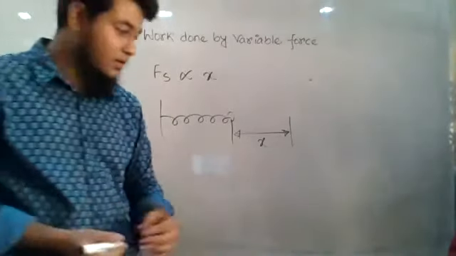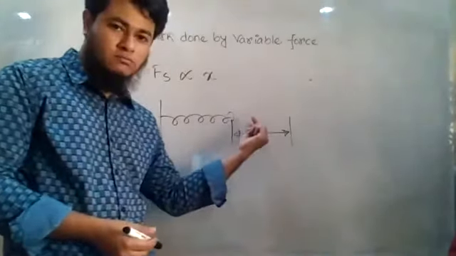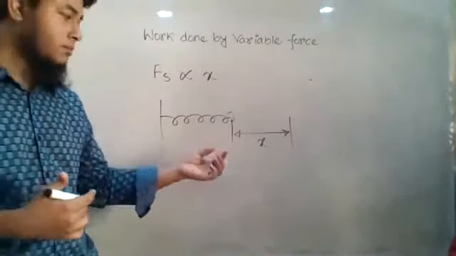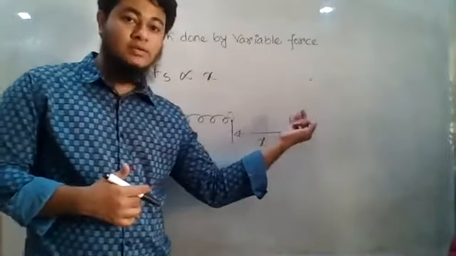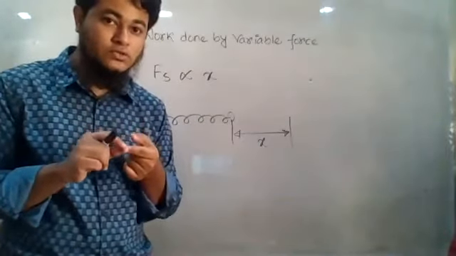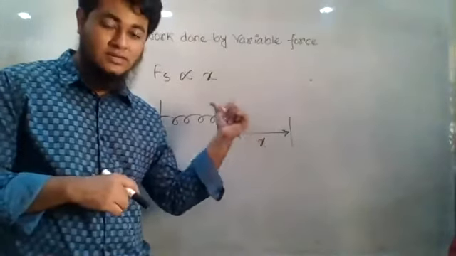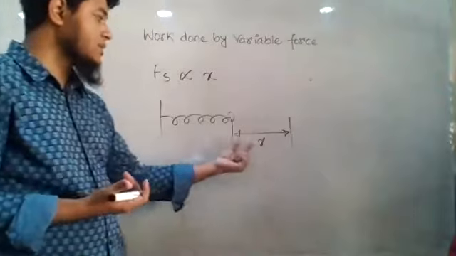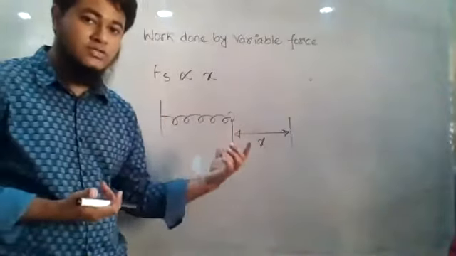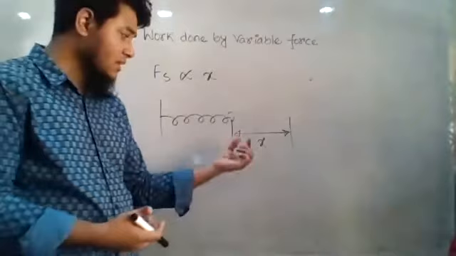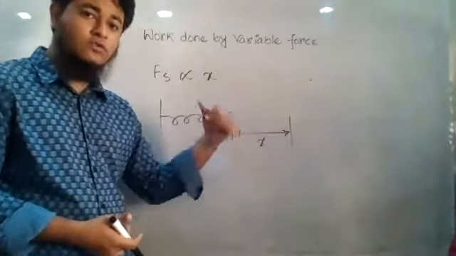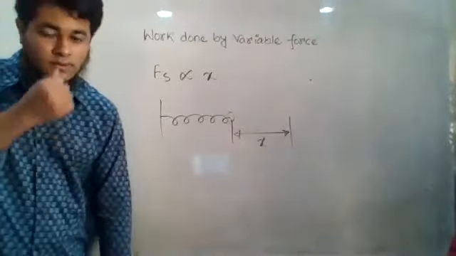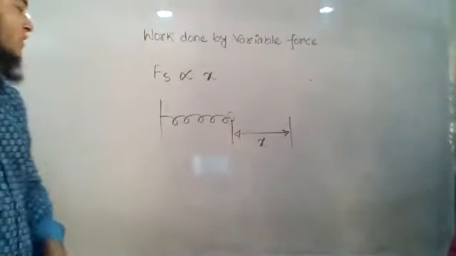If you pull it by a small distance, you will not feel that much of the presence of the force. But if you keep on pulling it, then you will feel that the opposite force that is being generated in the spring is getting larger and larger. So there is some relation between the displacement and the force. The relationship is proportional. That means if you double this amount, the force generated in this one will get doubled. Understood my point?